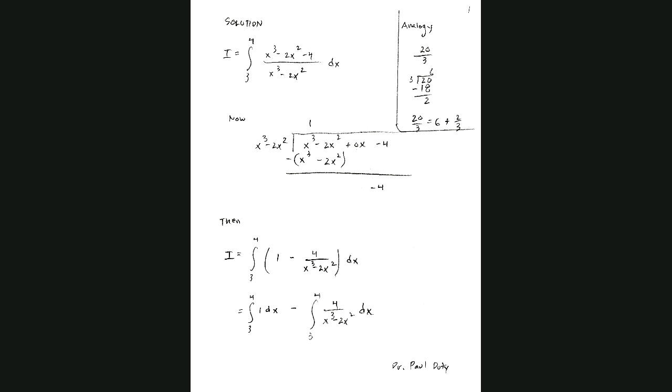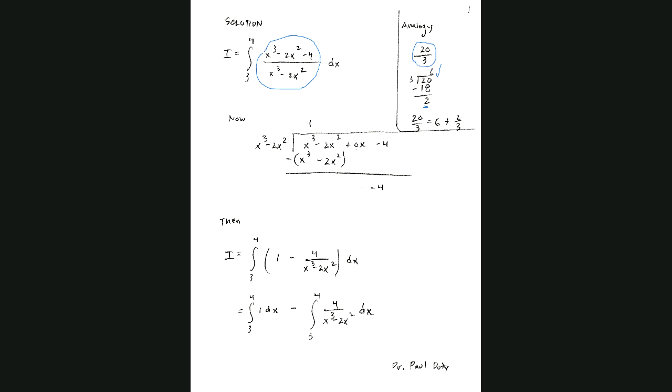So what I've written here is, what if we had 20 thirds? That's a fraction too, just like x cubed minus 2x squared minus 4 over x cubed minus 2x squared is a fraction. If I divide 20 by 3, 3 goes into 20 six times. 6 times 3 is 18. You get a remainder of 2. So 20 thirds will equal 6 plus 2 thirds. That's something that you have known for a long time, right? How to divide.